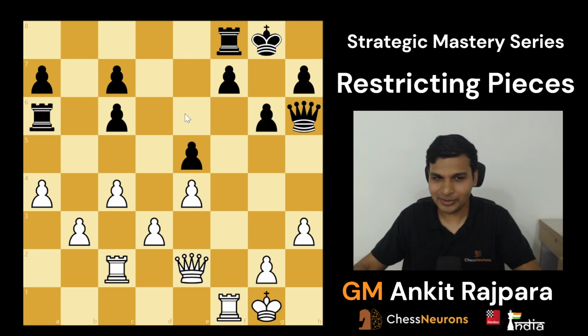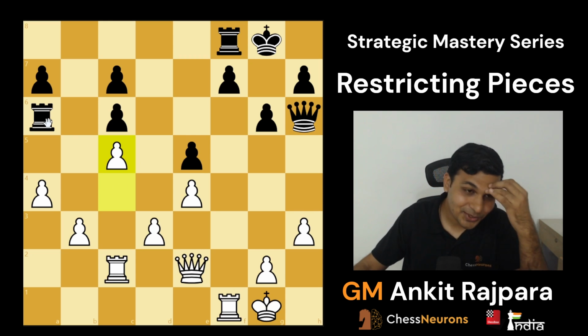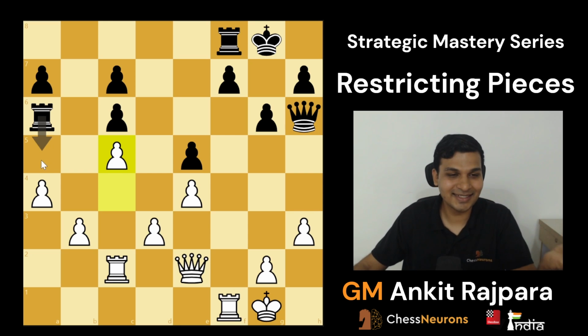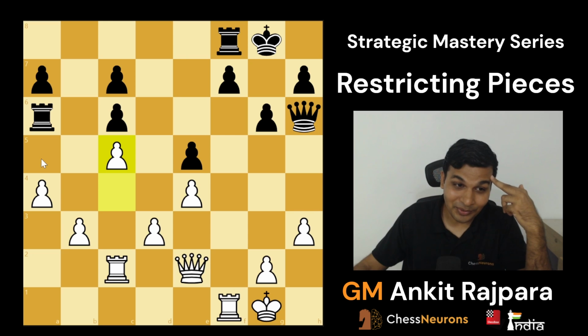So can we do something about that rook? And indeed we can. We can play c5. Very small, nice little pawn move. And this rook, where will it go? Even if it goes to a5. Where next? And that's a huge problem for black.